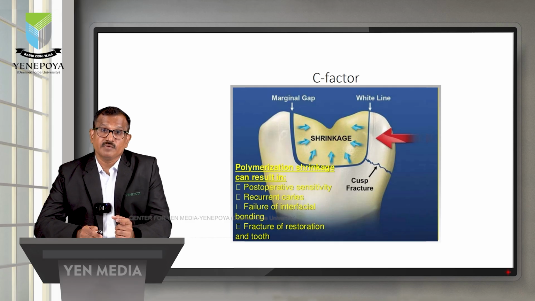What happens, as you can see in this picture, when you bond two walls at a time and then start curing, it shrinks and pulls the wall. So there is a flexural action on the tooth surface.